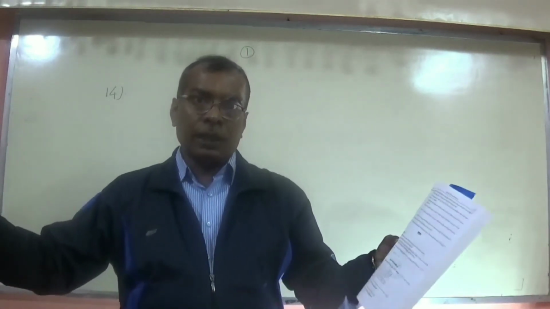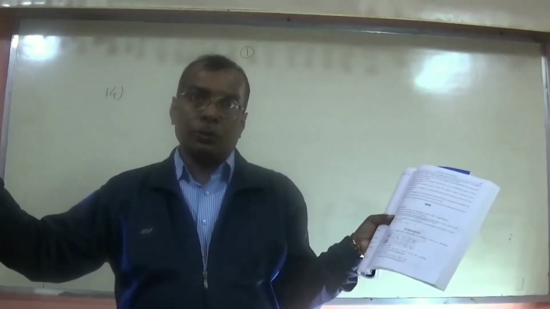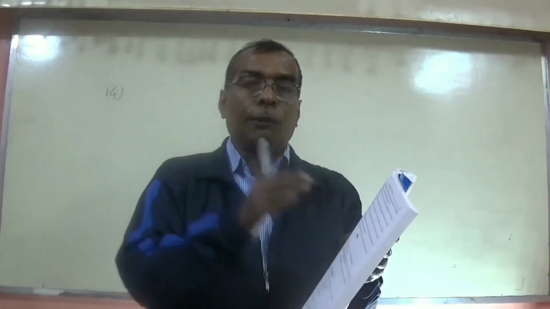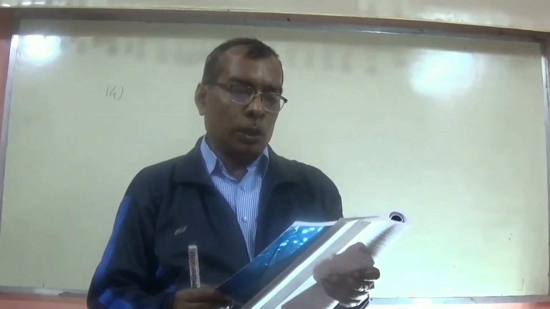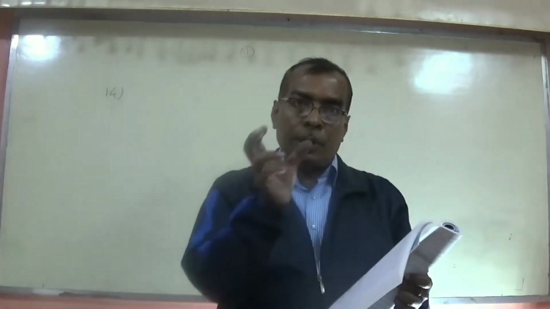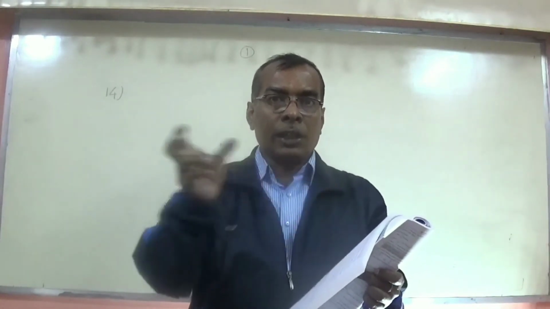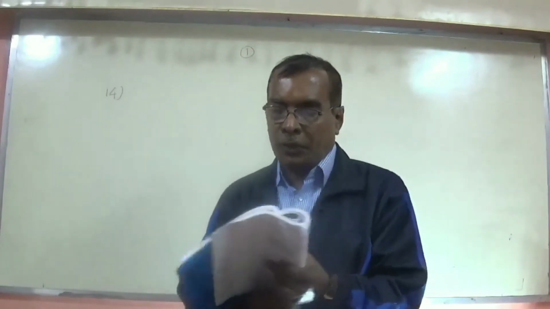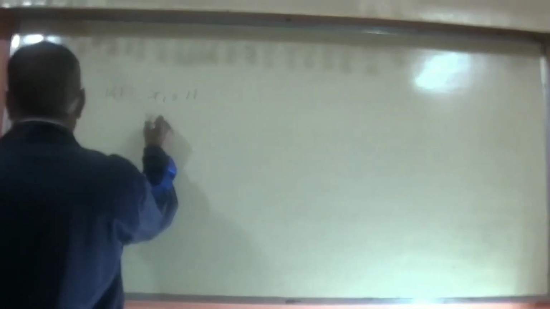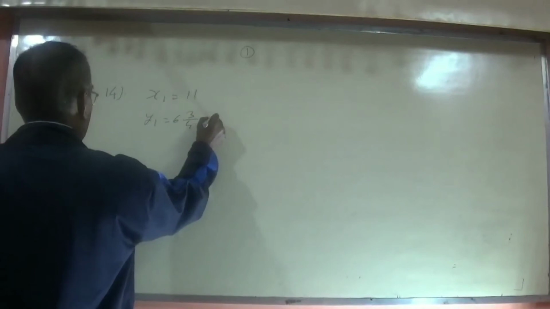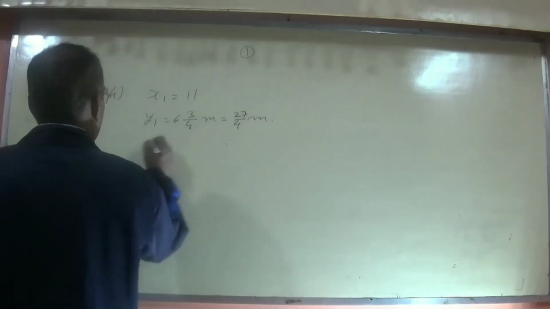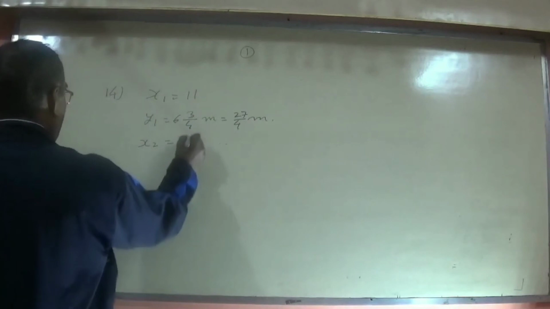If the trench length increases, the number of persons will increase. If the trench length decreases, the number of persons will decrease, if you want to finish it in the same days. In one day. So naturally you can say that this is direct proportion. If men increase, the length of trench will increase; if men decrease, the length of trench will decrease. So let us see question number 14. x1 is given as 11 and y1 is given as 6 3 by 4 meter. 4 6s are 24 plus 3, 27 by 4 meter. And x2, how many men will be required, I don't know.